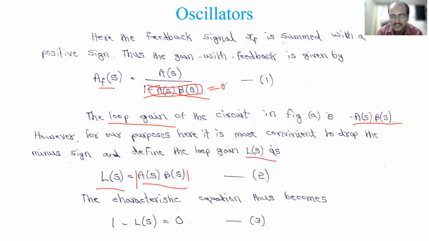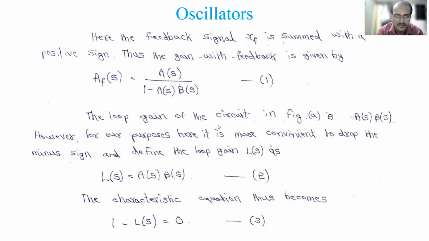Okay, so that is the next discussion we have. In the same way, it is mathematics. If I equate the denominator to 0, we call it the characteristic equation. Here the denominator is A of S into beta of S, which is denoted as L of S. That's why it is 1 minus L of S equal to 0. So these are some of the equations relating to the oscillator. I hope it is clear. There is not much difficulty here.